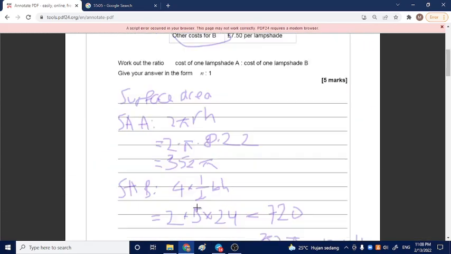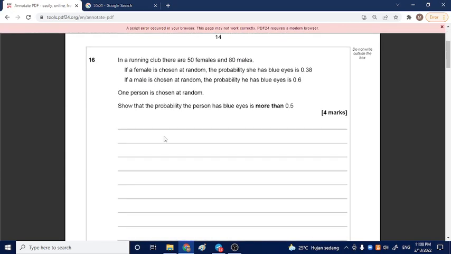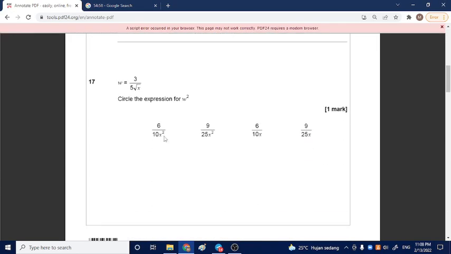Alright, so tedious lah. I think I need to get a drink first.